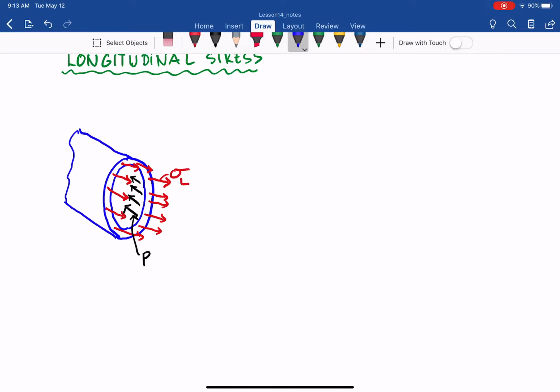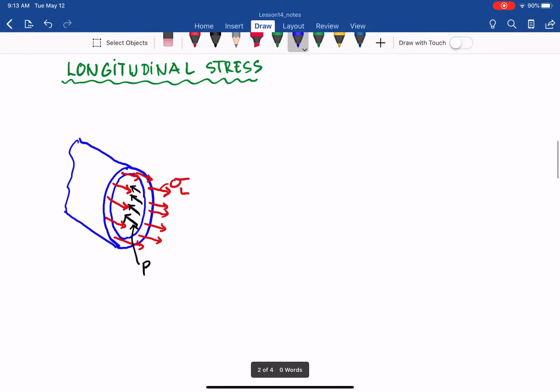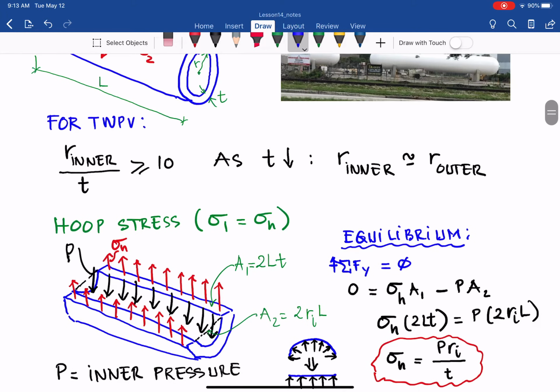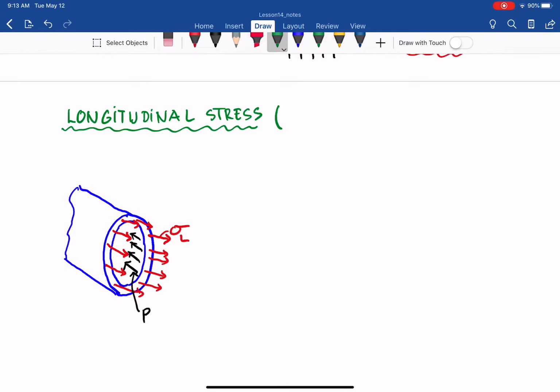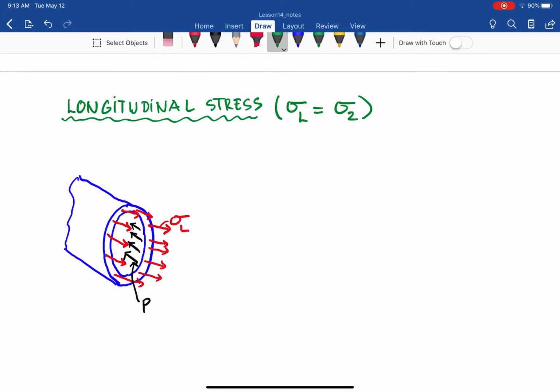Then, in hoop stress, sigma 1 equals sigma hoop, and in the book they call this one sigma 2, but for us, longitudinal is more descriptive, and it is actually equal to sigma 2, another principal stress. Similar to the previous one, we want to determine the area for the longitudinal stress and the area for the inner pressure of the fluid.